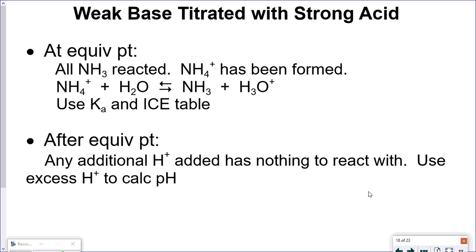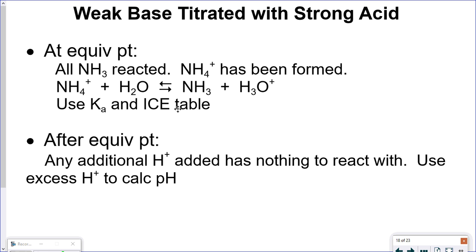At the equivalence point, all of our base is going to be reacted, and we're only going to have conjugate acid. Then that conjugate acid will go through hydrolysis to give us our amount of base and hydronium ions left. So yet again, this will require 2 ice tables, just like when we started with a weak acid. But in this final step, we'll be using the Ka value in that last ice table.